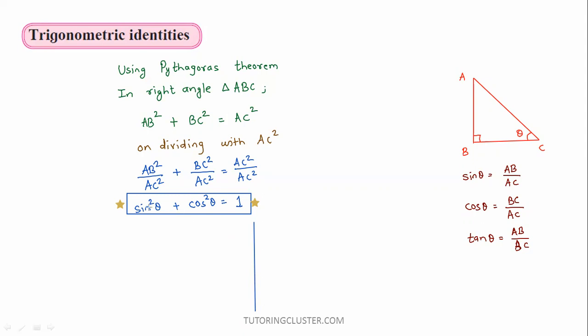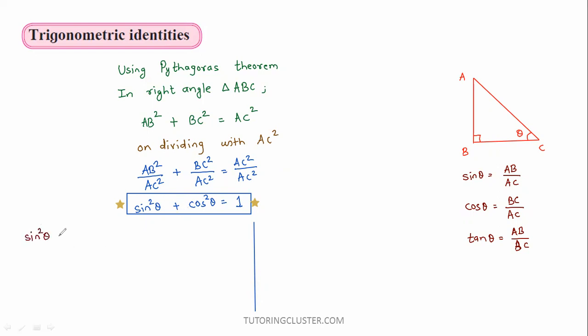Now I am having sin square theta plus cos square theta is equal to 1. Now I am going to divide each term of this equation with sine square theta. So what am I going to get?